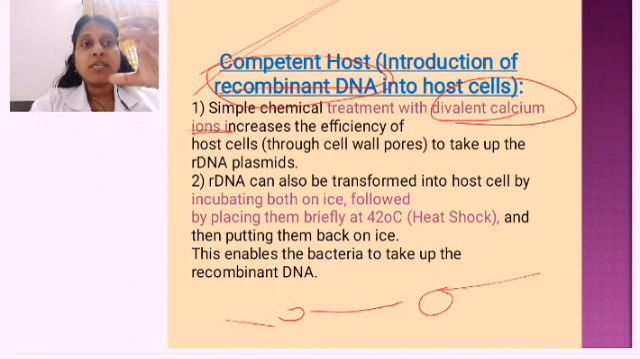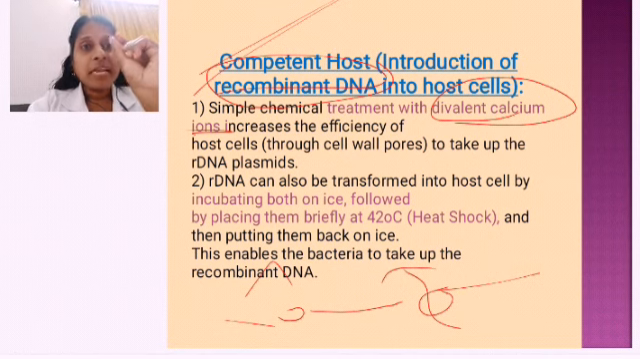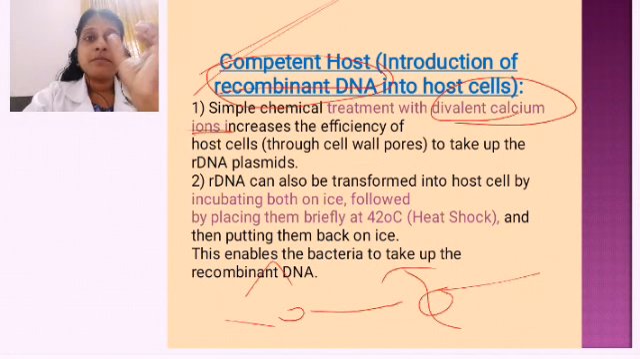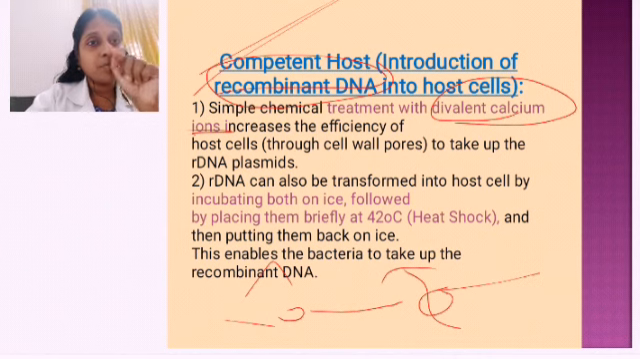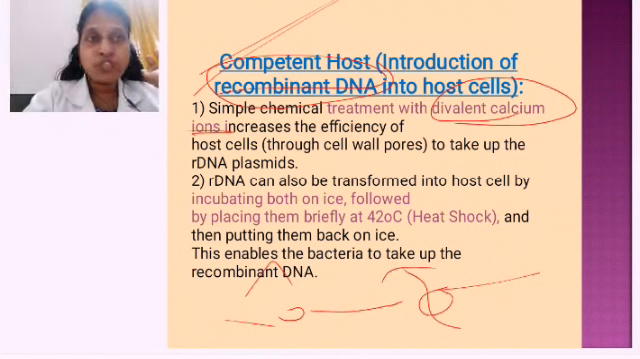When the pore size increases, immediately in that medium I introduce the rDNA which I have made. Slowly, through the pores, this rDNA can get entry. So with divalent calcium ions in a medium, I introduce the vector or the host. The cell wall becomes much more porous, the pore size is increasing, and this rDNA plasmid can easily get entry into the cell. That is one method by which the rDNA is introduced into the cell.